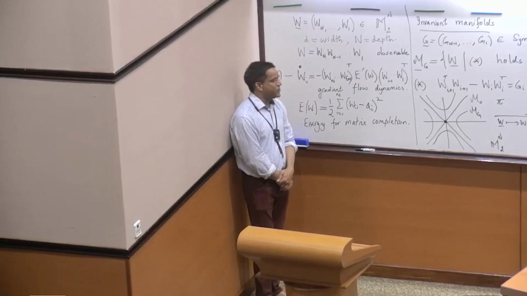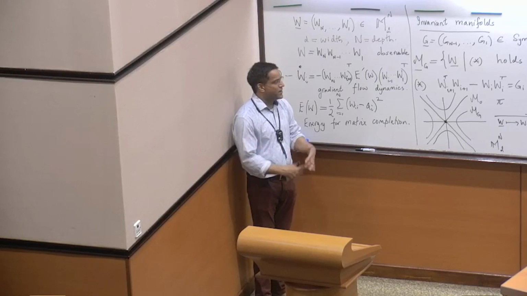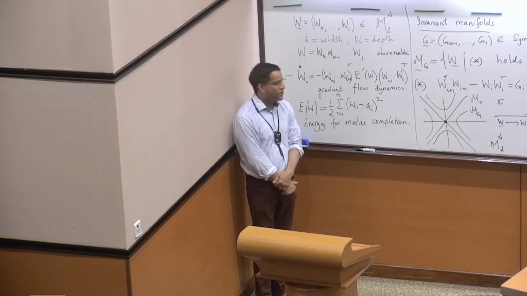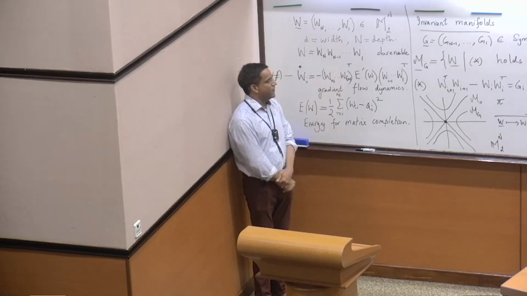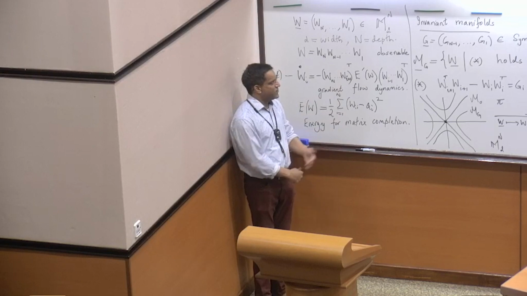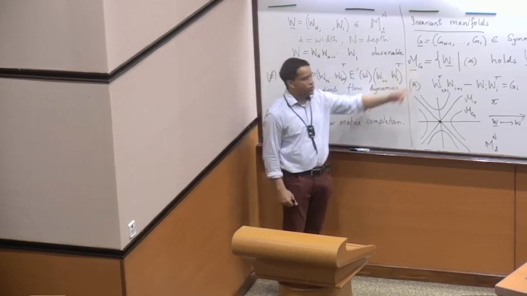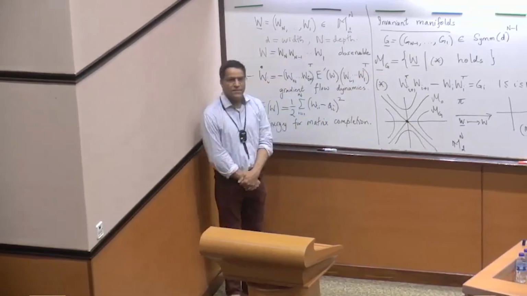So in the last lecture, I pointed out a very interesting dynamic and geometric structure of this gradient flow. The first theorem proven by Arora, Cohen, and Hazan was that there's a collection of invariant manifolds in the phase space.